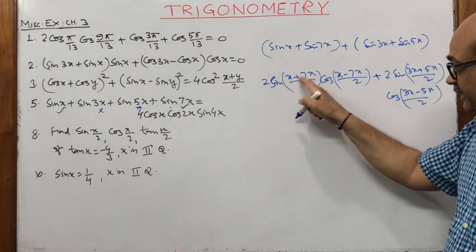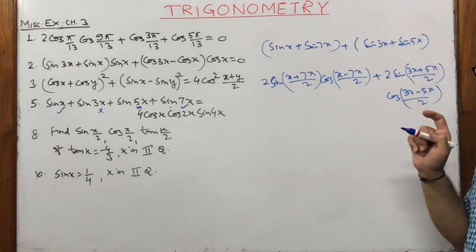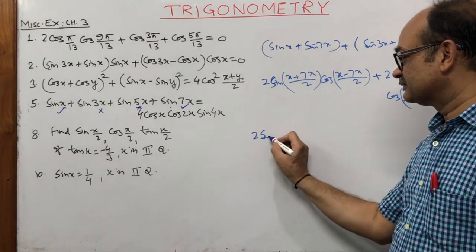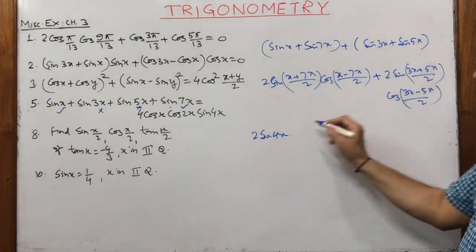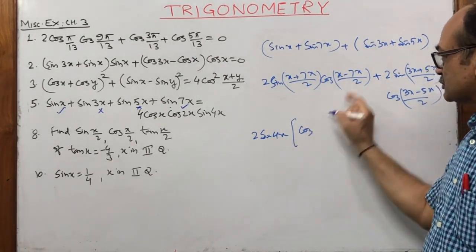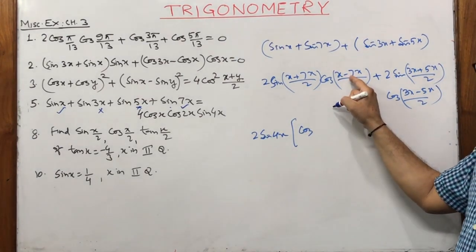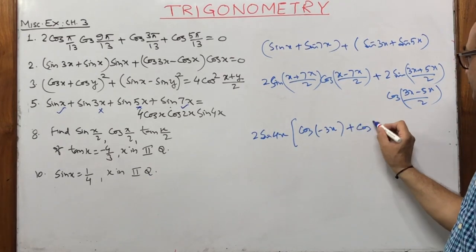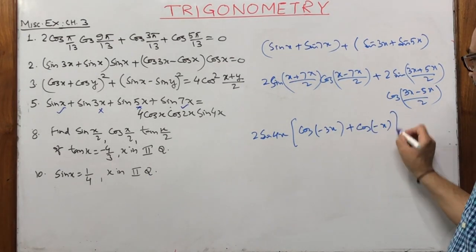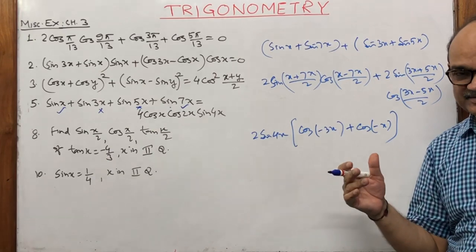2 sin 8x by 2, that is 2 sin 4x, is common. Inside, we have cos of minus 3x here, and here cos of minus x. But there is no use of the minus because it is cos.